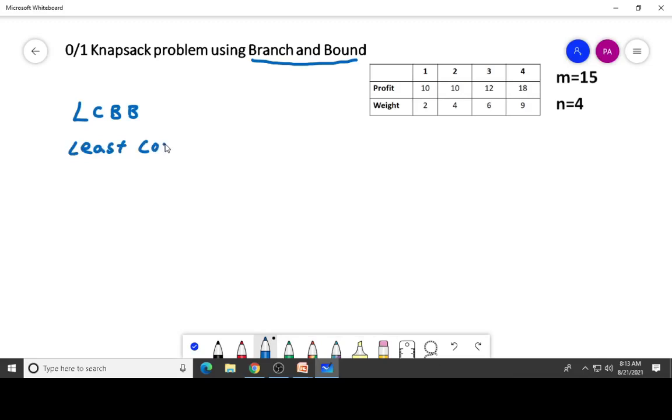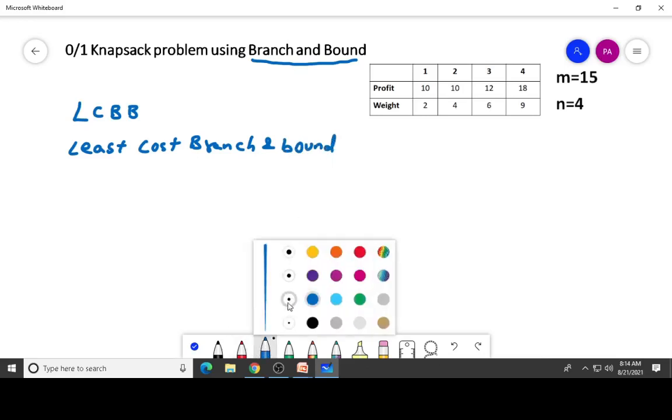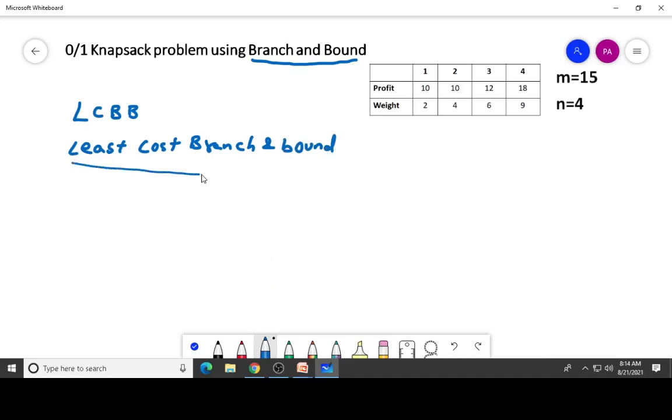Least cost branch and bound. Branch and bound. Okay, I will reduce the size. Fine. So here what we need to do, first we need to calculate what is the upper bound and what is a cost.